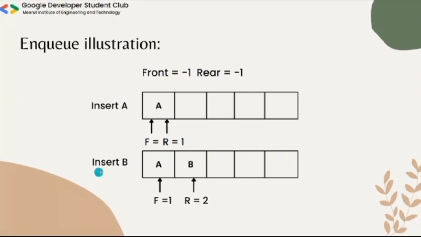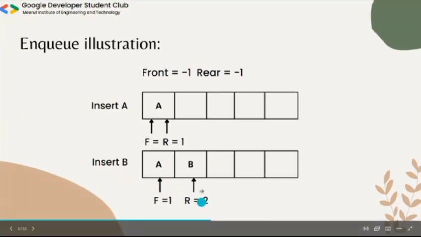Then I insert B. See, whenever I'm inserting any value, my rear will move forward 1, 2, 3 in that manner. My front will remain at the same place. So here, when I'm inserting B, my front is at the same place, F is equal to 1. It's still pointing to A, but my rear is pointing to B now, and its value is equal to 2.